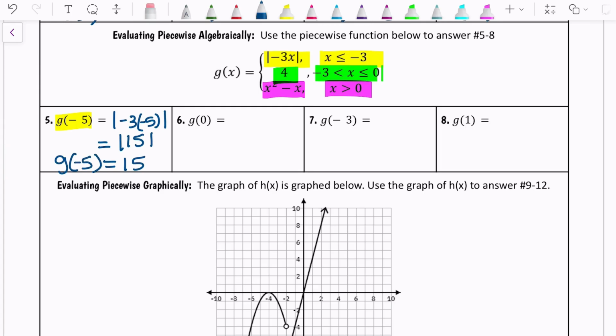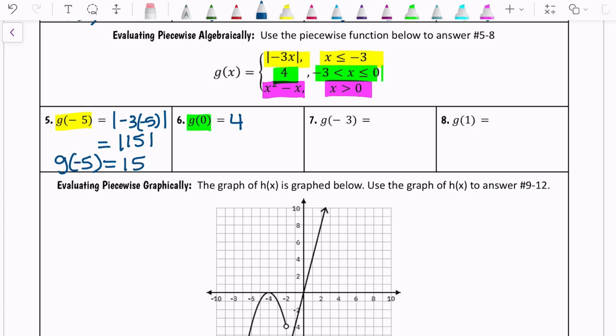G of 0 is going to fall into the green rule because it's equal to 0, and that one goes from negative 3 up to less than or equal to 0. And this is a funny one. When you have a rule that just has a number, it's a constant, it just means the answer is that number, so g of 0 is 4.